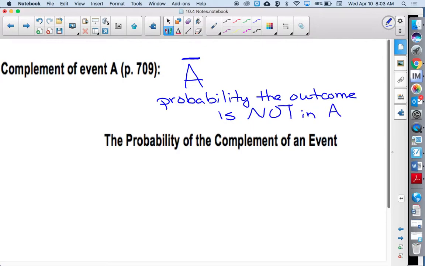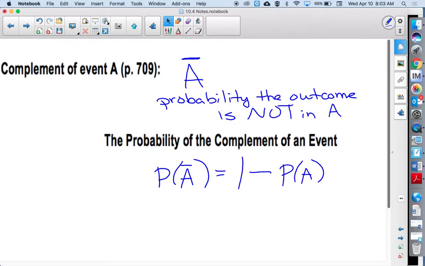So the complement's kind of like the opposite. So you're finding the opposite of the probability of the event A. And the way we find the complement is by taking 1 minus the probability of the event occurring. Because probability is supposed to equal 100%. So it's either in A or it's not in A. Together, they should be equal to 100% or 1. So that's why we've got that 1 there. So you take 1 minus the probability of A, then what's left would be the values that are not in A.